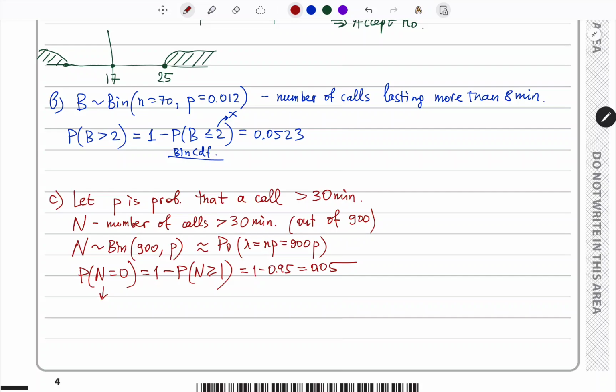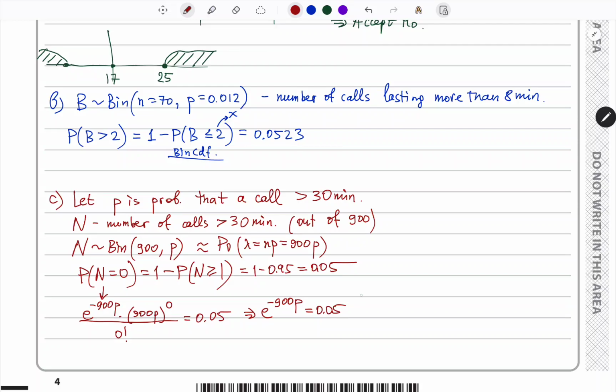I just use the formula for the probability from the Poisson distribution. It's e to the power of minus lambda, which is 900p, times lambda to the power of 0, because N equals 0, divided by 0 factorial. So it's the full formula, and this value is given to be 0.05. Lambda to the power of 0 is 1, and 0 factorial is also 1. So the equation I have to solve is e to the power of minus 900p equals 0.05.